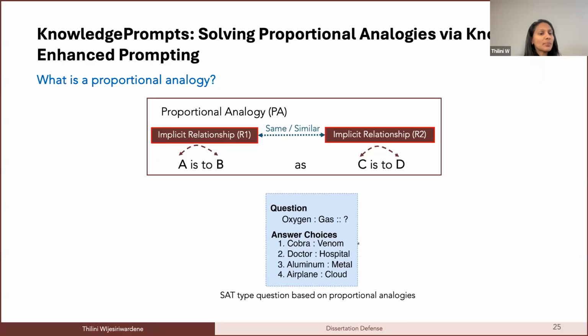What happens is there are two words that share a certain implicit relationship, and there are another two words that should have the same implicit relationship. If that's the case, you call those proportional analogies. So oxygen and gas, what is the relationship? It's type of. And what are the other two words that have the same relationship among these answer choices? That is basically the question we ask the LLMs, and in normal SAT questions that is asked of humans.